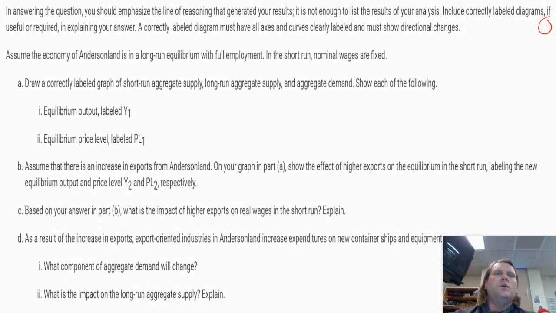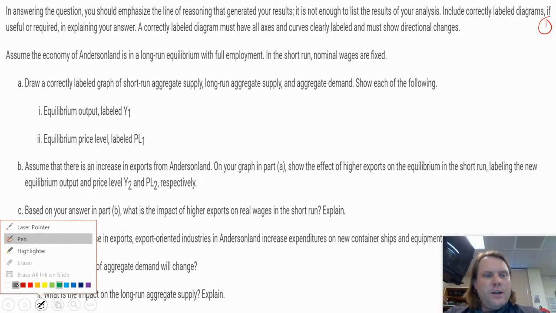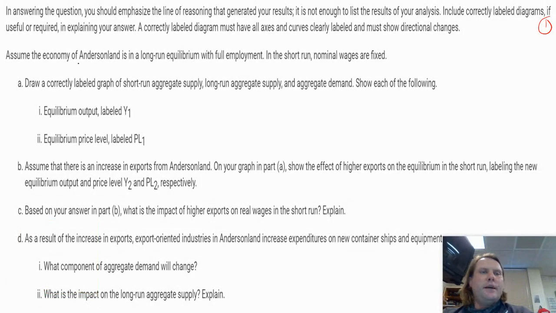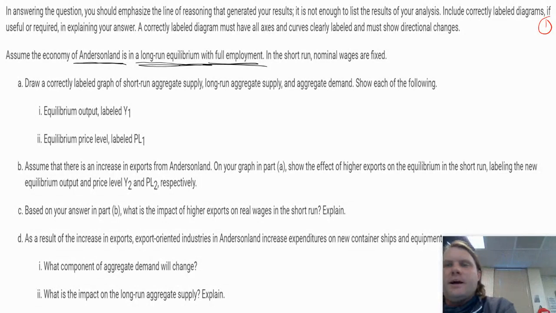Okay, so same thing. Let's read the question here first. All right, so we've got a new economy called Anderson Land. It is also in long run equilibrium and also has full employment. All right. We're going to say that nominal wages are fixed in the short run. We can almost ignore that for right now. Anytime I get this, okay, I'm going to draw my graph regardless, but it does ask us to draw our graph as we get going here. So go ahead and get that done.